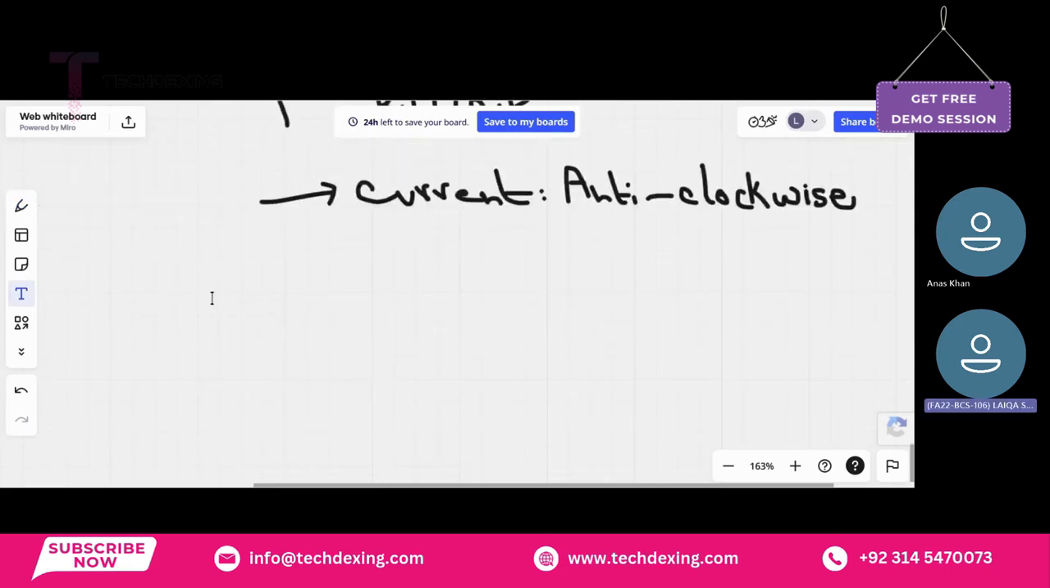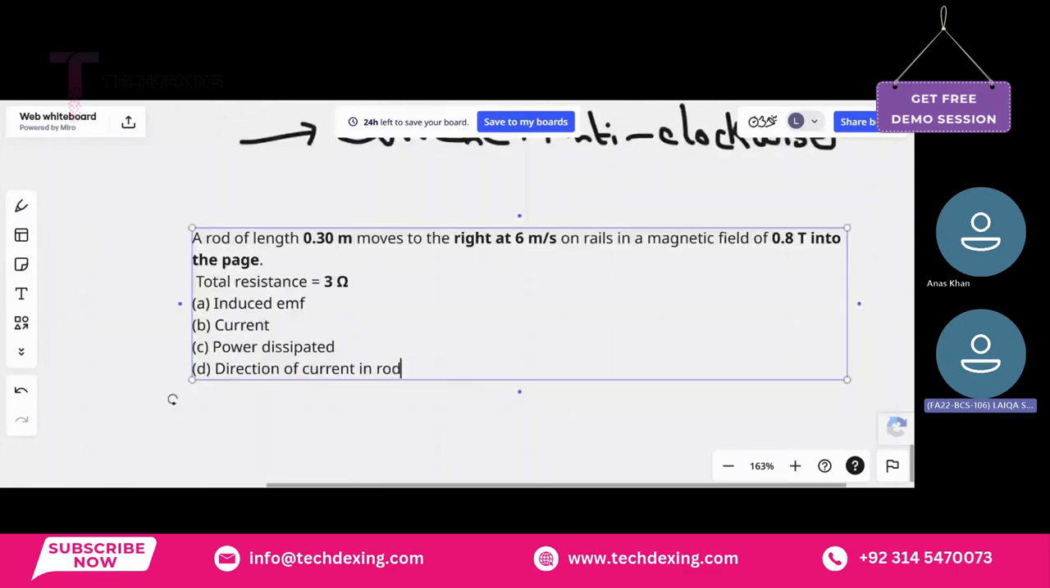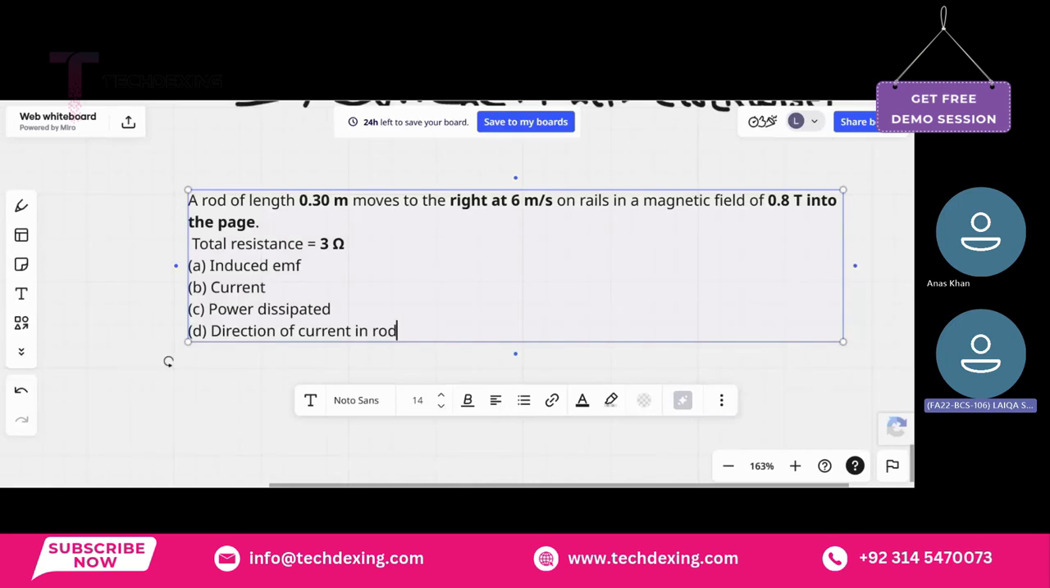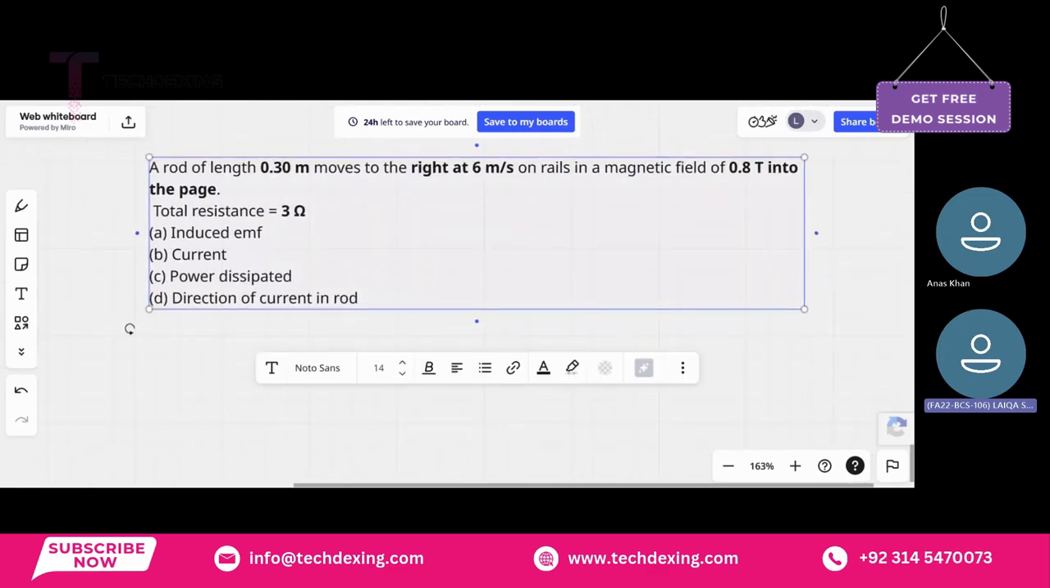So let's say we are given a numerical that says a rod of length 0.3 meter moves towards the right at 6 meters per second on rails in a magnetic field of 0.8 Tesla into the page. The total resistance is 3 ohms. We have to find the induced EMF, the current, the power dissipated, and the direction of the current in the rod. Using the information that is given, we have to first find the induced EMF. So which formula of the induced EMF will we use?